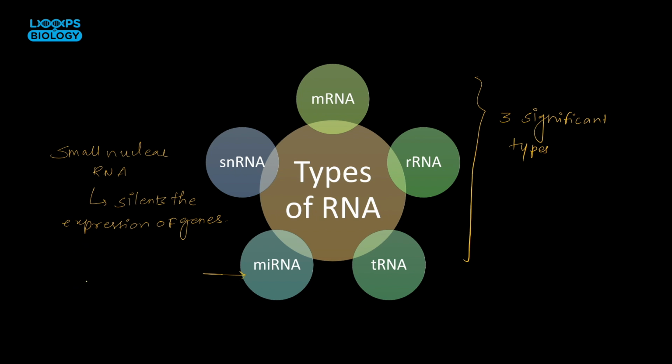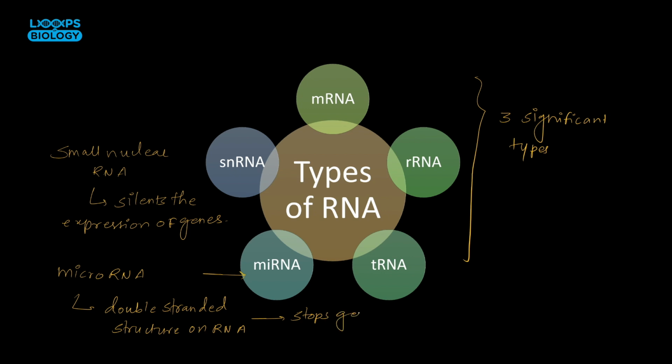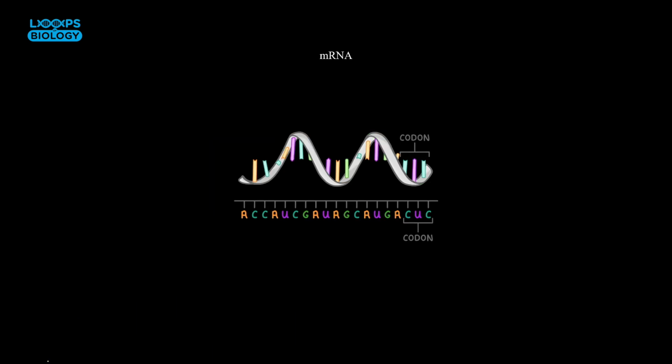It's not Mumbai Indians, guys, please. It is basically microRNA. It forms a double-stranded structure on RNA and stops gene expression. Both of them basically help to stop gene expression, whether it is snRNA or miRNA. Alright, so let's move on to the first part, that is mRNA.